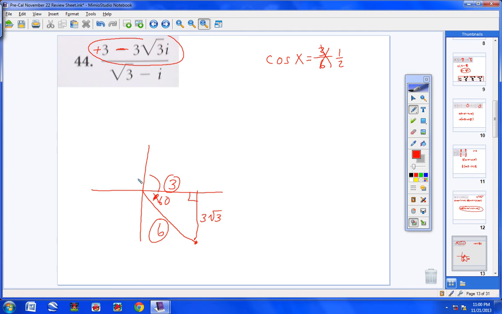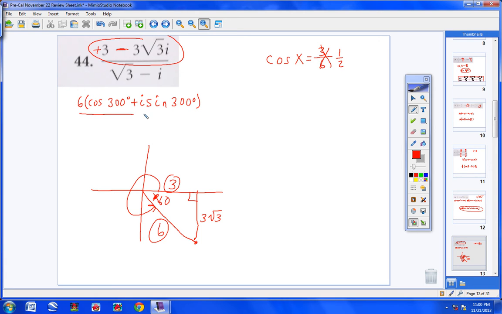So I'm going to start here and rotate all the way around. My angle is going to be 300 degrees. So this top angle right here, the hypotenuse is 6, and then I would have the cosine of 300 degrees plus i sine of 300 degrees.